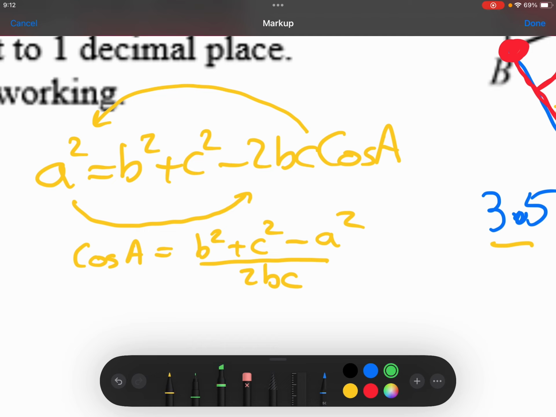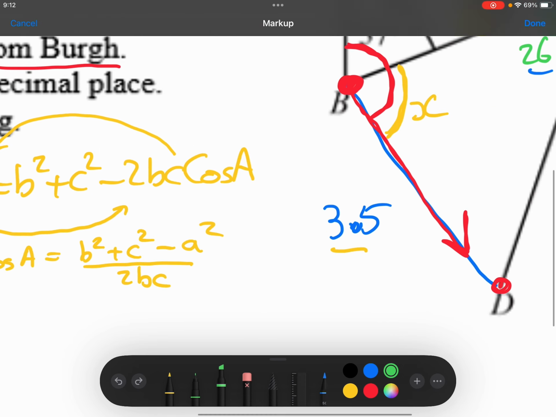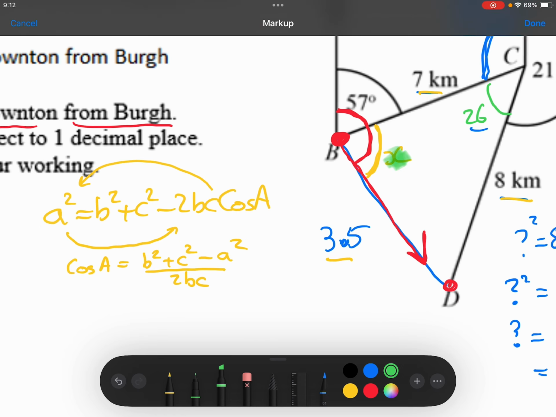Remembering that the A side has to be the one that's opposite the angle we're trying to work out. The B and the C don't really matter. So in this case, this is the angle I'm trying to work out, so the 8 has to be my A. The B and the C don't matter. So I'm going to say B is the 3.5, or the answer from part A, which I've still got on my calculator. And the A is 8.